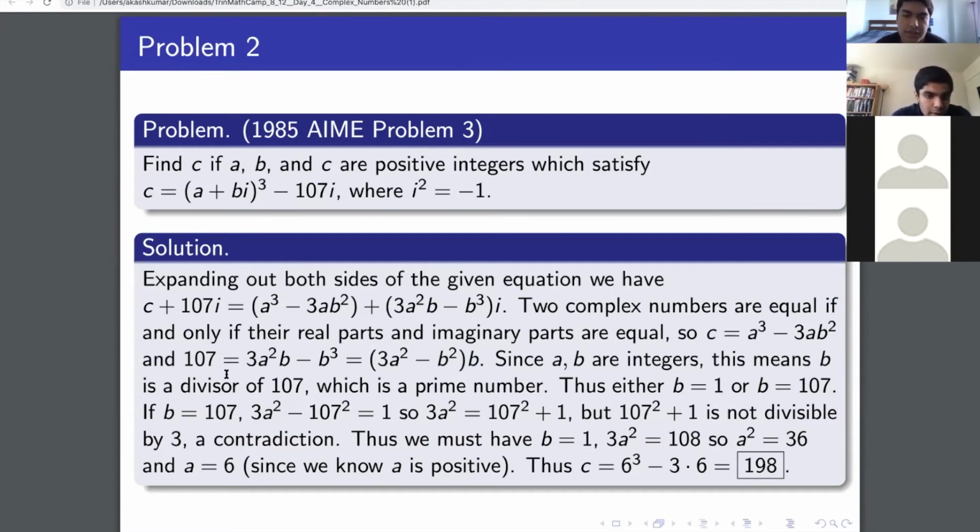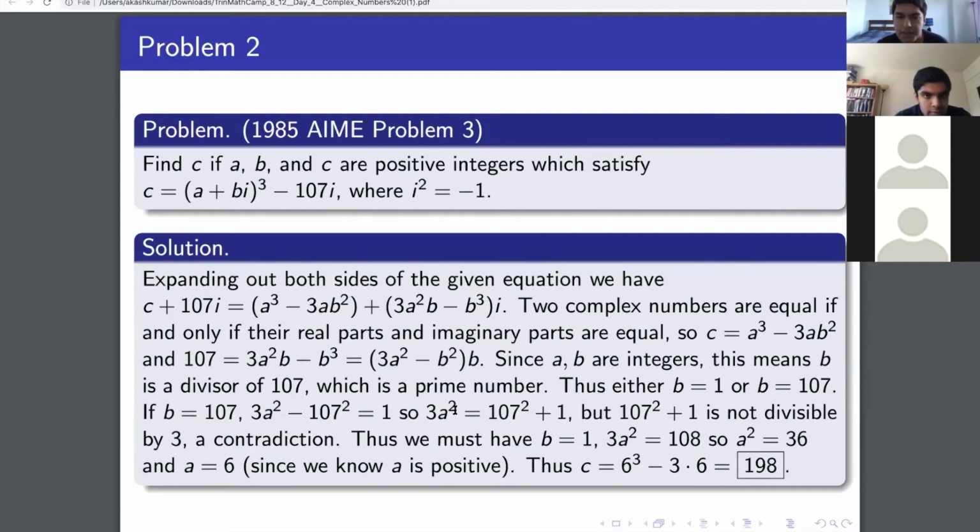So now let's say that b is 107. Then we get that 3a squared minus 107 squared, right? This is just coming from over here, equals 1. So that means that 3a squared equals 107 squared plus 1. But then that means that 107 squared plus 1 is divisible by 3, but that cannot be the case.